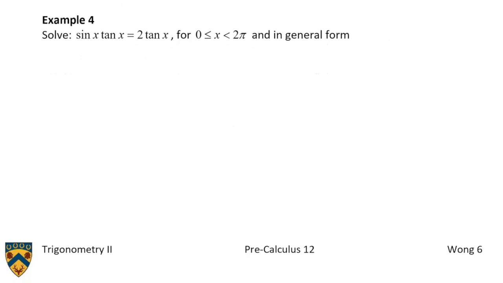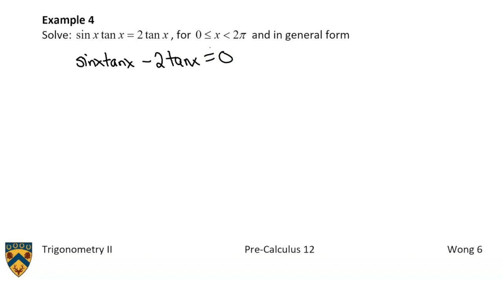So if the first three examples were fairly similar to each other, now we get something with a bit of a twist because we have a sine x and we have a tan x. In other words, we have two different types of variables in the same equation. Trying to think about how we would go about solving something like this, we want to get everything onto one side and see what that would look like. Sine x tan x minus 2 tan x equals 0.